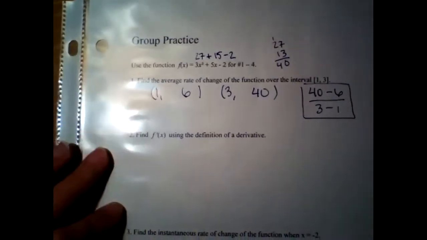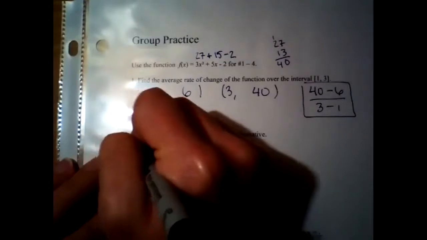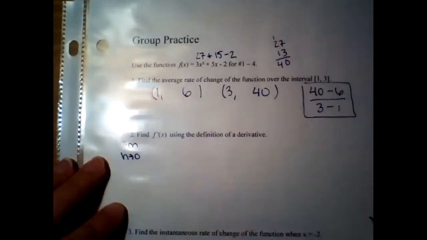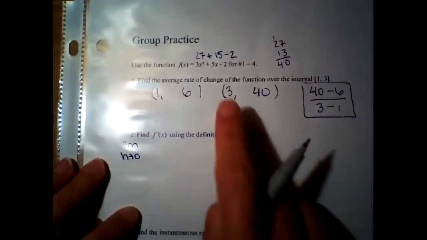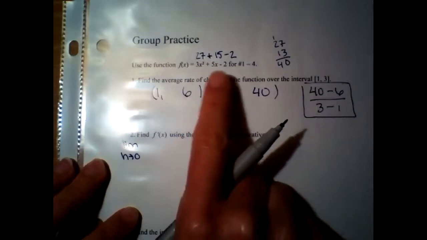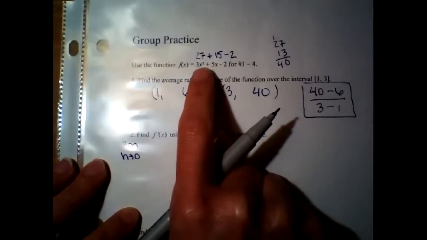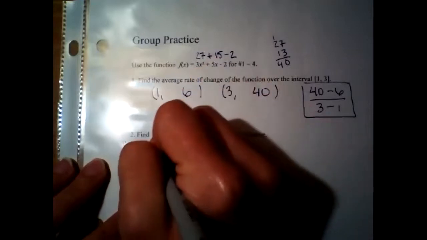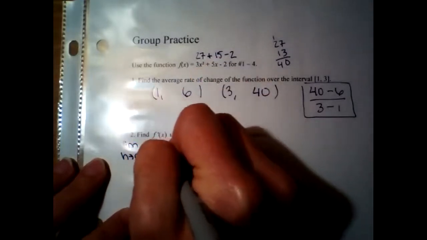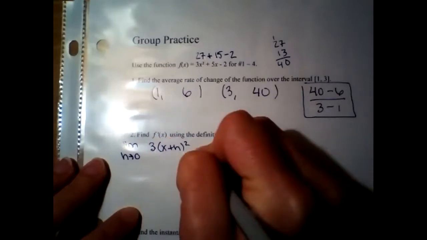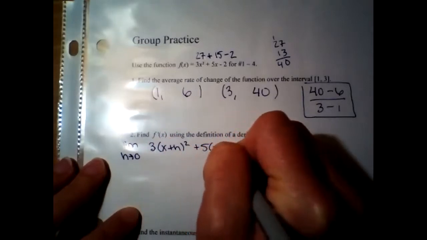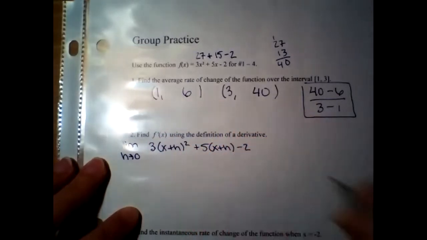All right, and then number 2 was the longest one. This is a lot of algebra here. Limit as h goes to 0. First thing we're going to do is plug x plus h into this function. Now be careful because there's 2 variables where you have to plug in x plus h. So it's 3(x plus h) squared plus 5(x plus h) minus 2.